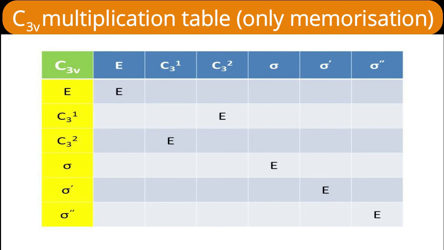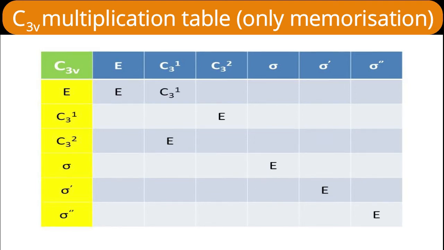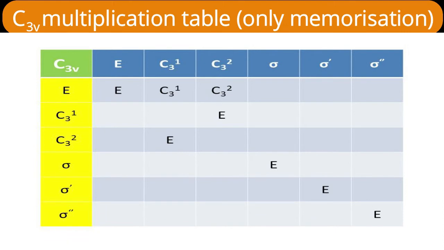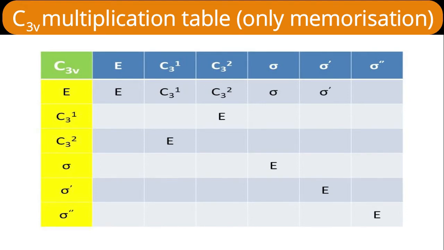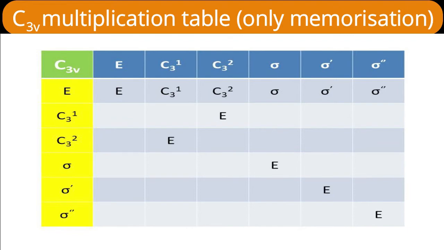Identity into C31, result is C31. Next, identity into C32, result is C32. Identity into sigma, result sigma. Identity into sigma dash, result is sigma dash. And then identity into sigma double dash, result is sigma double dash.